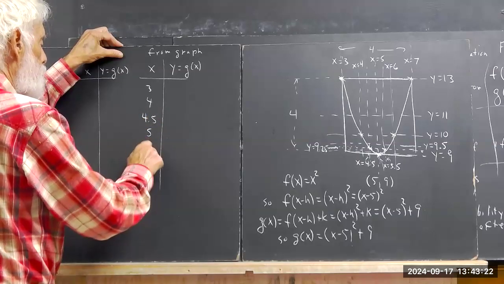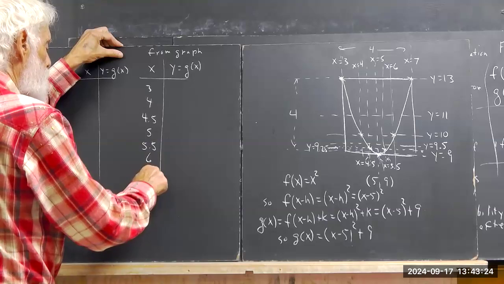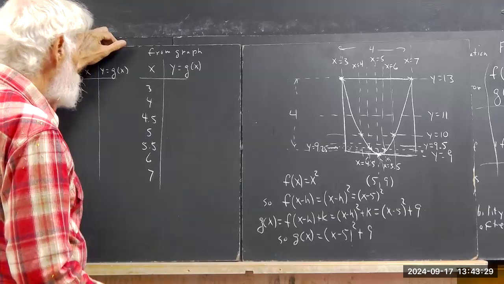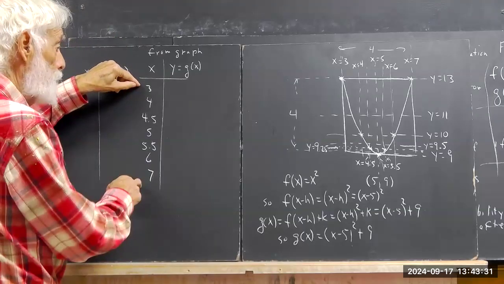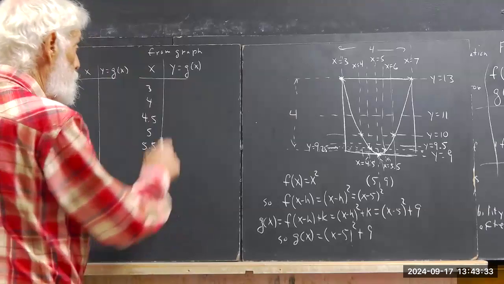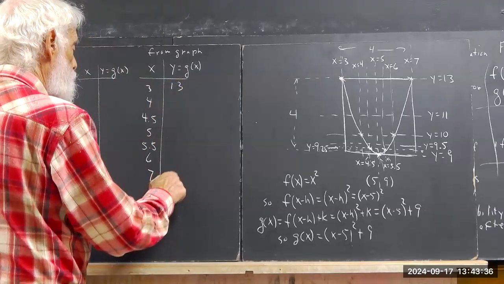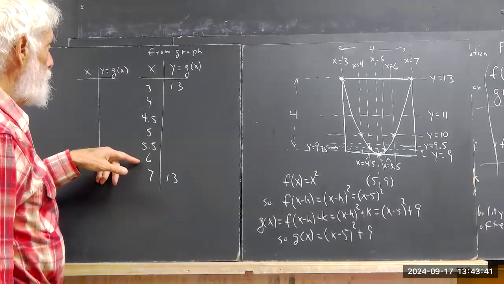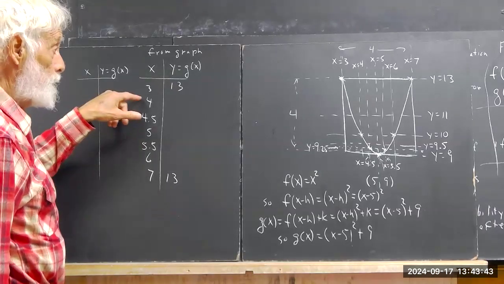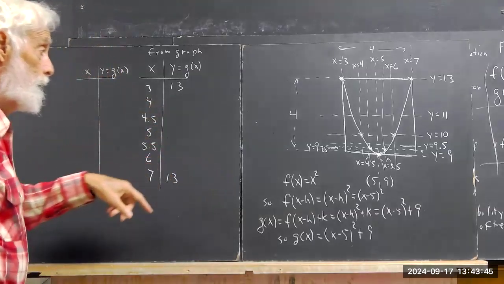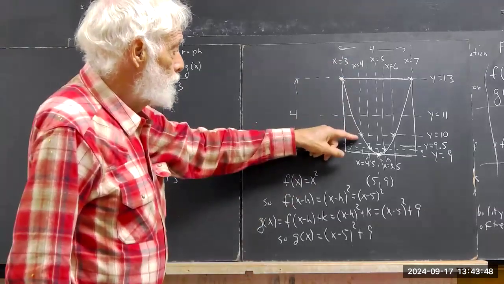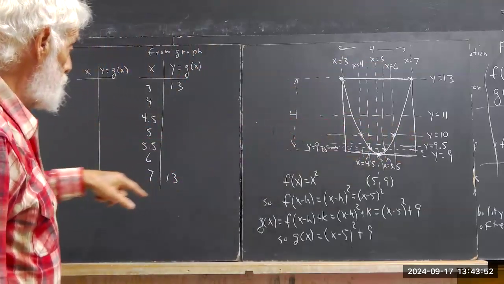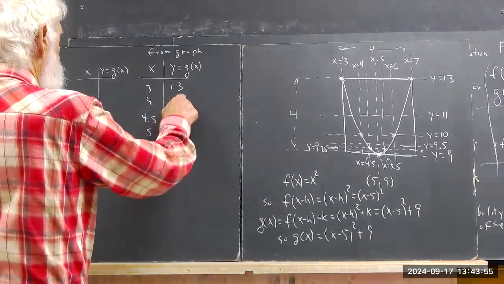5, 5.5, 6, 7. And the y values are what? Well, for x equals 3 and for x equals 7, you're on the y equals 13 line. You've got 13 here and you've got 13 here. For x equals 4 and x equals 6, that's the line y equals 10. So we have 10, 10.